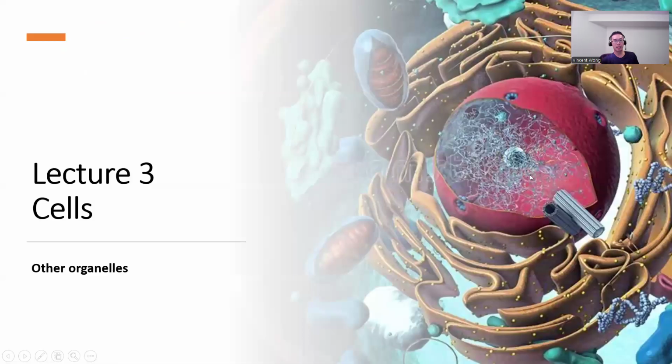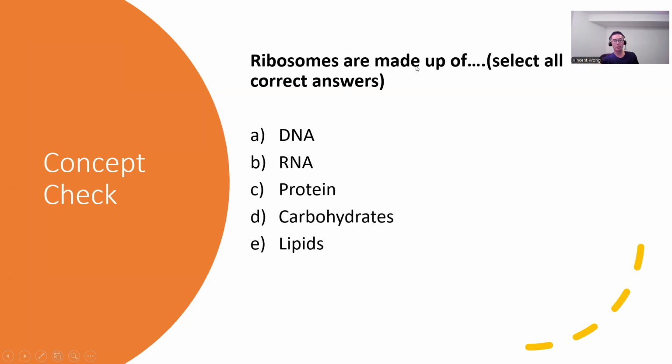Okay, so just quickly here, ribosomes are made up of, we already wrote this down a couple times, the RNA and the protein. Okay, and the function of the ribosome is actually to make more proteins, right?